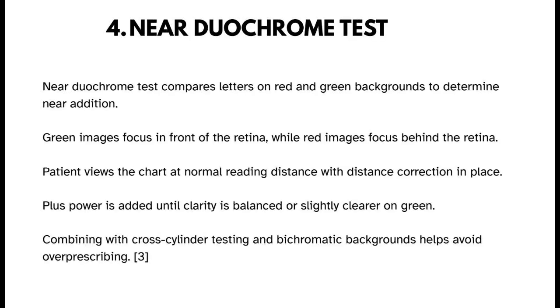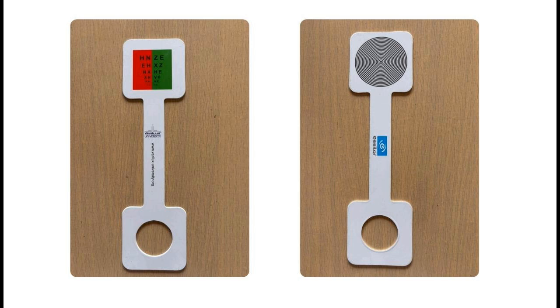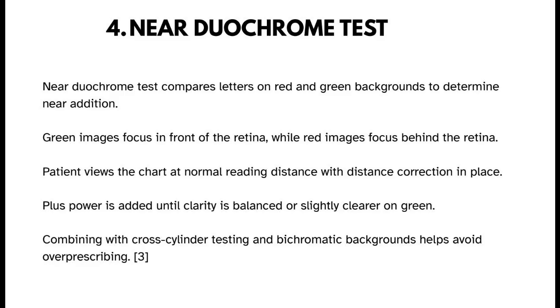Next, we have the near duochrome test. Clinicians use the near duochrome test to find the near point of vision by comparing the letters on red and green background. Green focuses in front of the retina and red focuses behind it, assuming the correct distance prescription is in place. The test uses optotypes on red and green backgrounds, and the patient views the chart at their normal reading distance, and spheres are added until clarity is balanced or slightly green biased. If the green is sharp, we have to undercorrect, that is add plus lenses, and if red is sharp, overcorrect or decrease plus lenses.